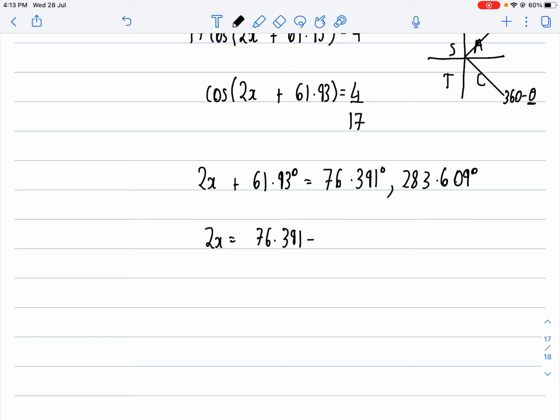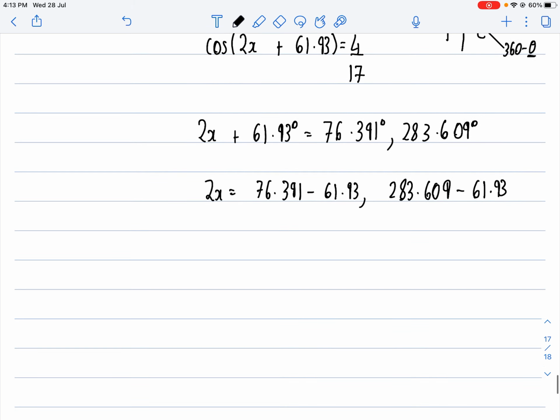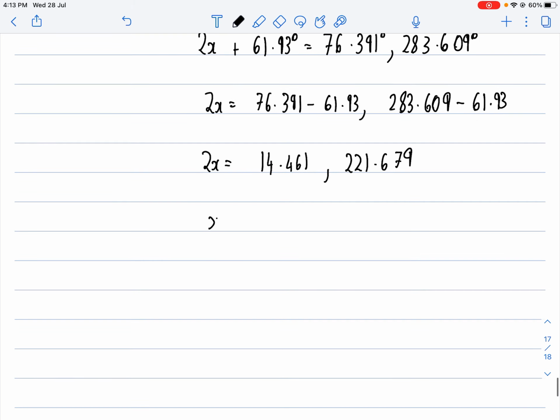Now I can write this as 2x, which is equal to 76.391 minus 61.93, comma, 283.609 minus 61.93. Correct? So I can write this as 2x, which is equal to 14.461, comma, 221.679. Now I can write my x.